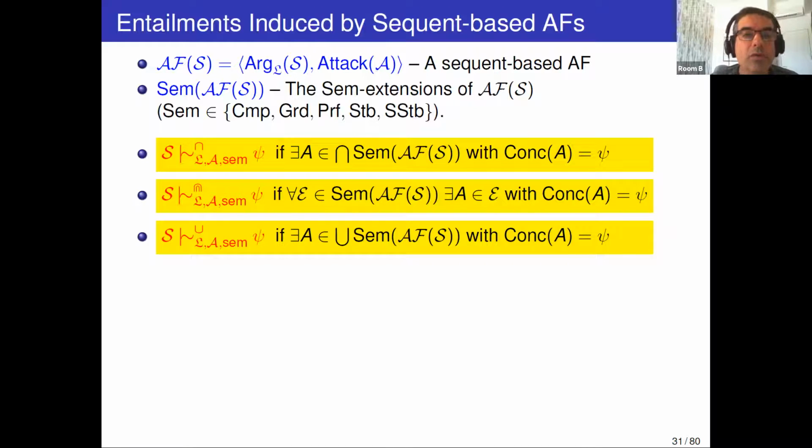And according to credulous semantics, we just replace the intersection with the union. So psi follows from S according to the credulous entailment if there is an argument in some extension whose conclusion is psi.